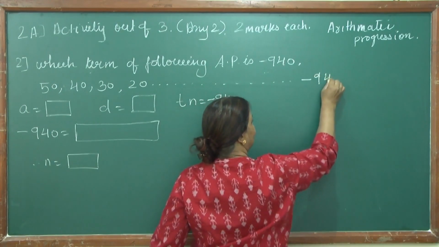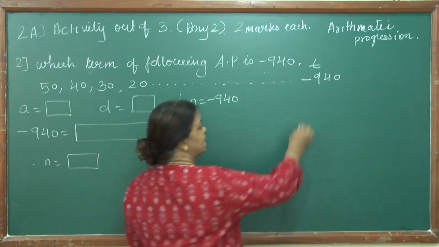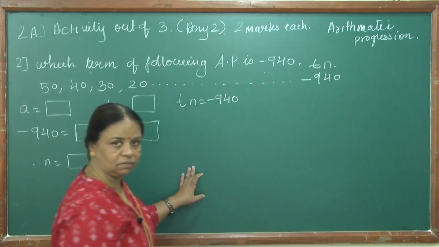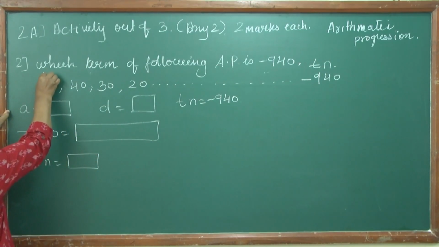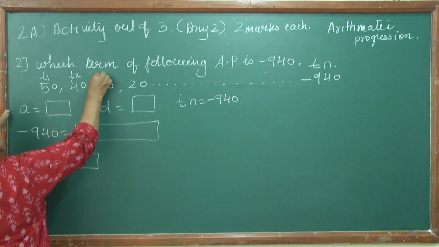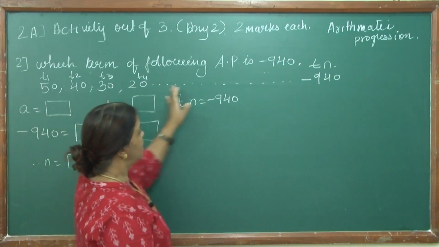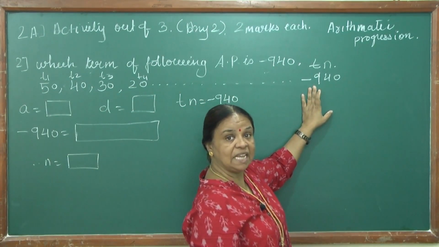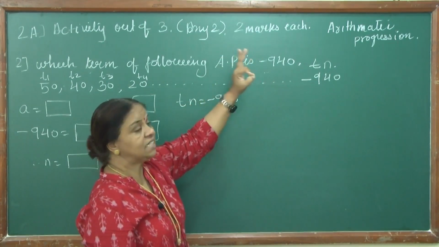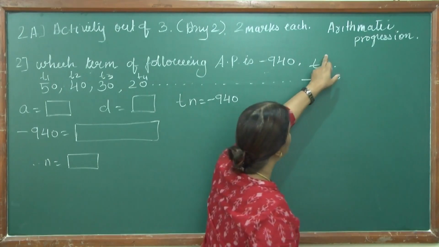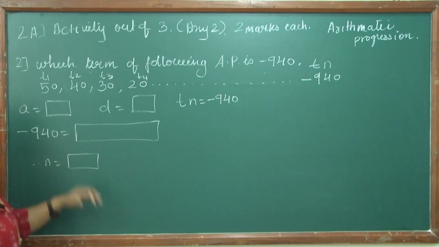So for the minus 940 term, if you don't know the term number, you will write it as Tn. Okay, because we don't know which number it is. For example, this is T1, this is T2, this is T3, third term, this is fourth term. So the number of this term we don't know, so we will write the nth term, Tn. So what is the value of n? We need to find out.